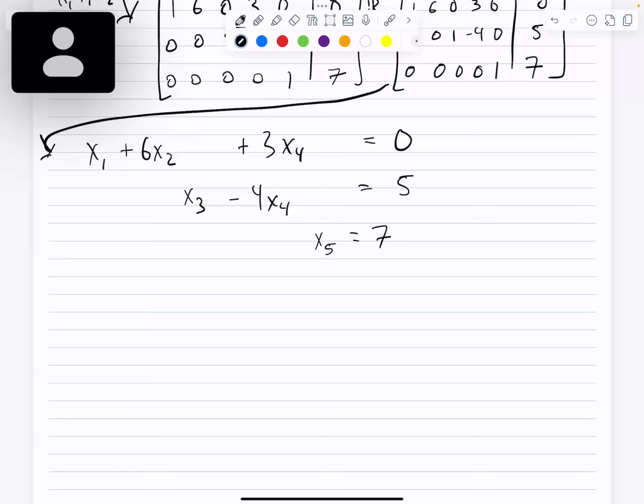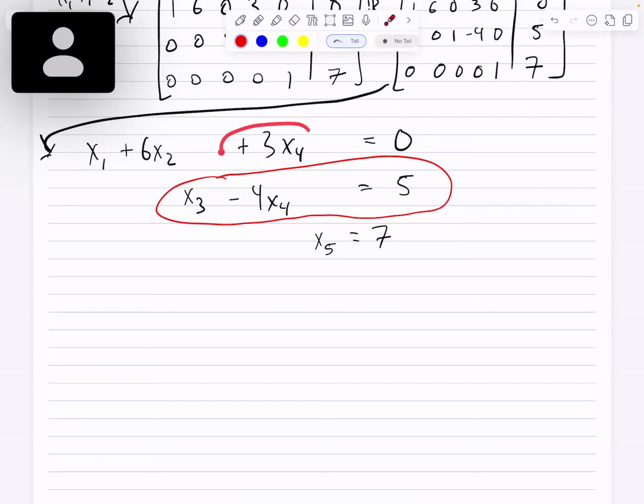So x5 has to be 7. This equation, I could do it two ways. But because x4 is up here, I should probably get x4 in terms of x3. Although I guess it doesn't really matter. If I get x3 in terms of x4, I could just plug that in over here. But let's get x4 in terms of x3. So 4x4 equals x3 minus 5 by adding this guy over here and subtracting that guy over here.